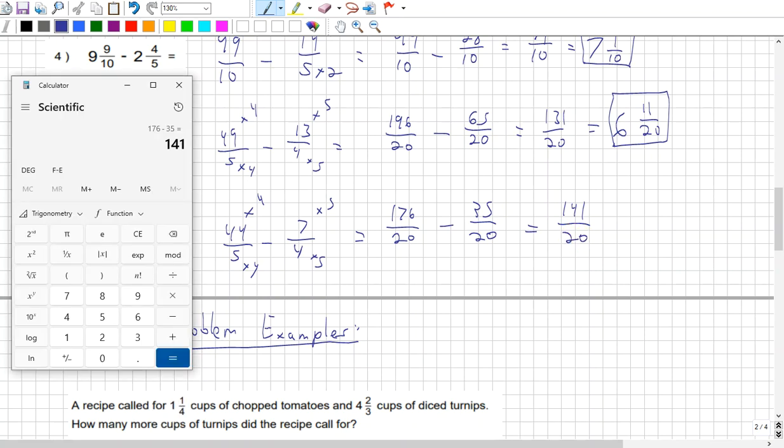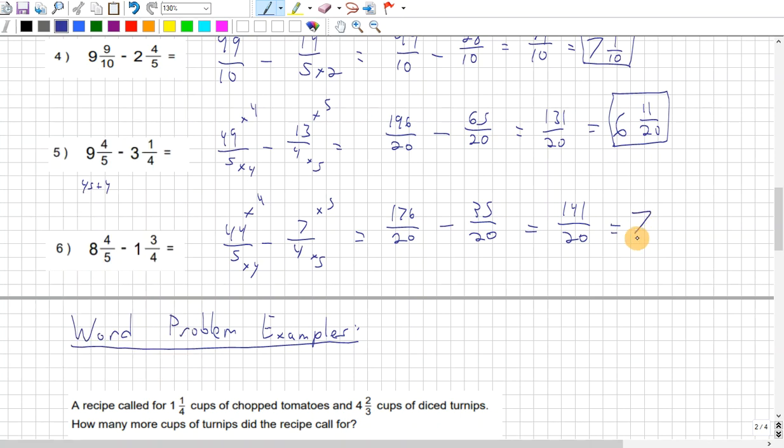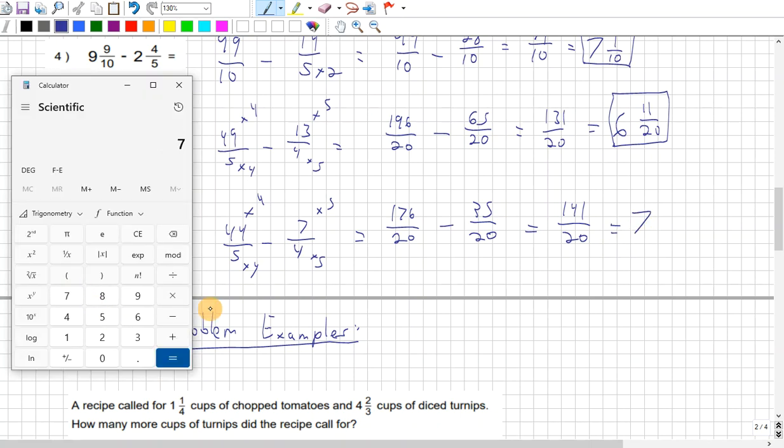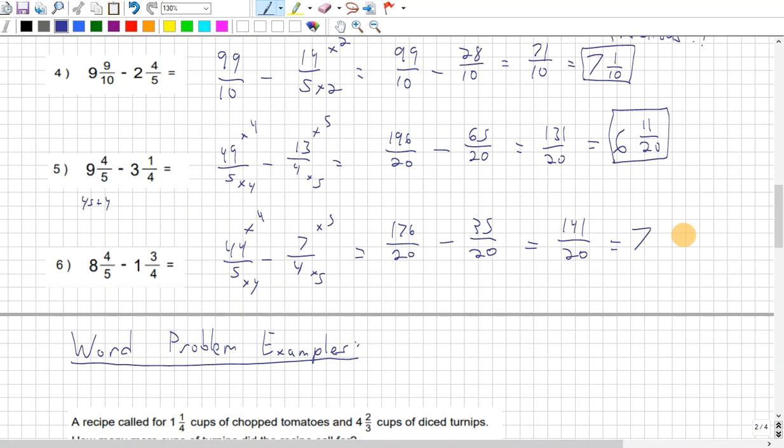And again, we have to convert this improper fraction back to a mixed number. So I divide by the bottom, which is 20. See what the nearest whole number is, which is 7. And then if you're unsure too, you could always go, well, what is that? 7 times 20 is 140. And then I would have 1 left over on the top out of 20. Can I reduce that fraction? Nope. So that is my final answer.